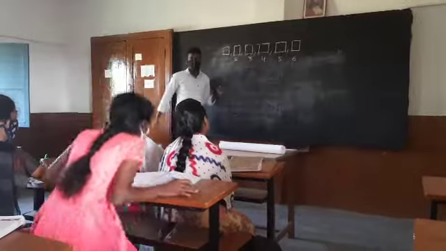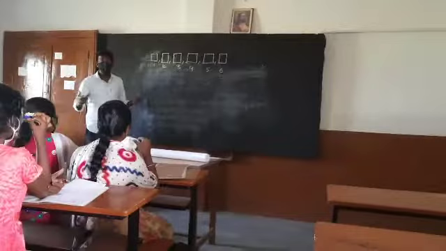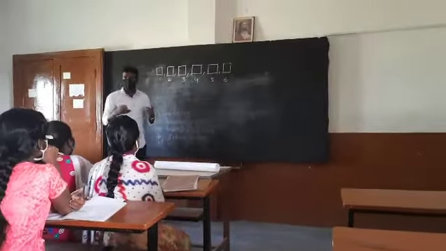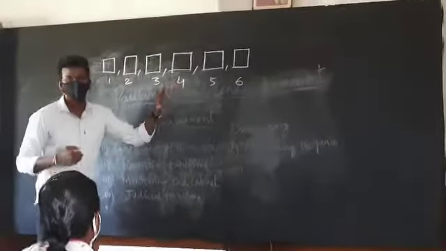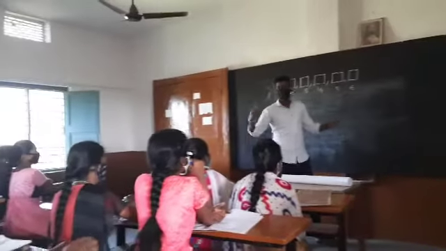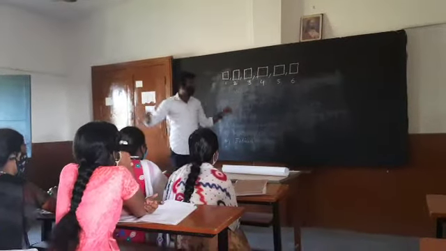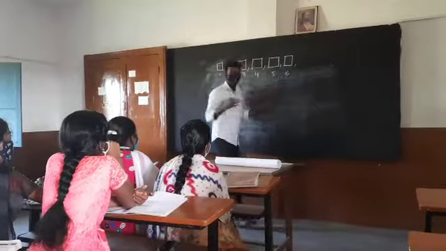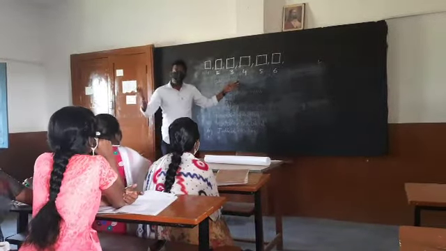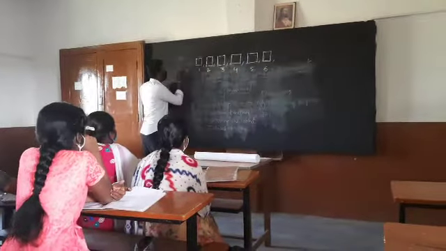Thank you. Sit down. So when I asked her to count these boxes, she started assigning the numbers 1, 2, 3, 4, 5, 6. If I write a few more boxes, you will be counting 7, 8, 9, 10, and so on. So what are these numbers called? Natural numbers.